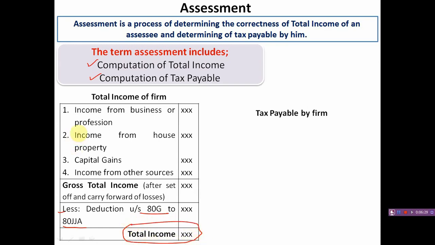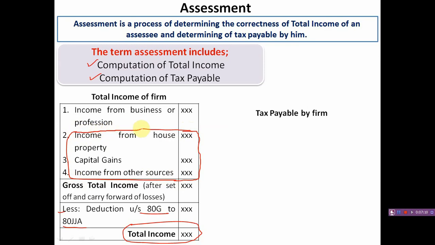Here the important point to be remembered is that the procedure which we follow for calculation of income under house property, capital gain and income from other sources is the same for all assessees or all persons. In case of individual, firm or company, we follow the same procedure of calculation of income under these heads: house property, capital gain and income from other sources.